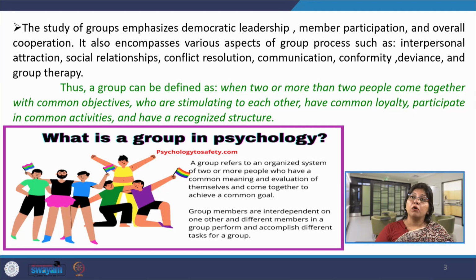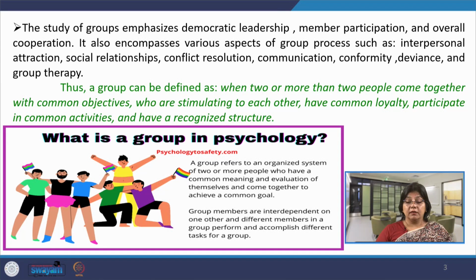So, group is a very broad term which entails a process to become or transform into a system, and within that system are different kinds of good and bad processes. For example, competition, conflict, communication, or deviance, where people are distracted from the common goal and start thinking about their own personal interest. It can be about communication, conflict resolution, social relationships, or interpersonal attraction, where maybe one member is attracted to another person more in comparison to the other members. So, this influences the whole process of the group.